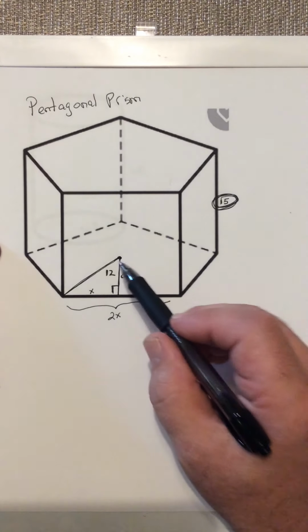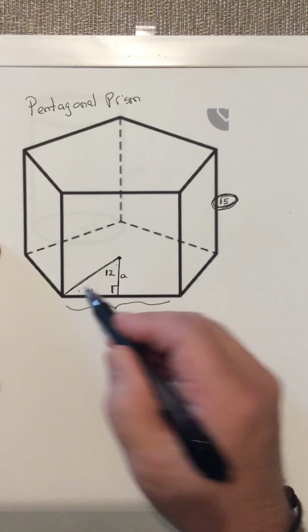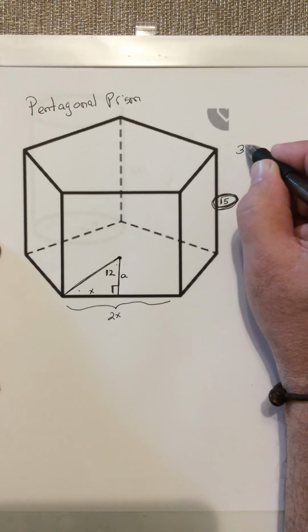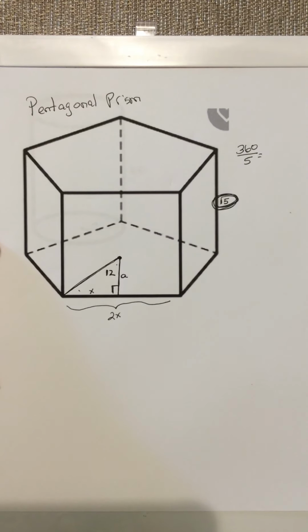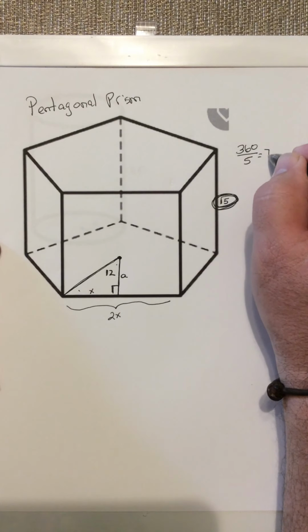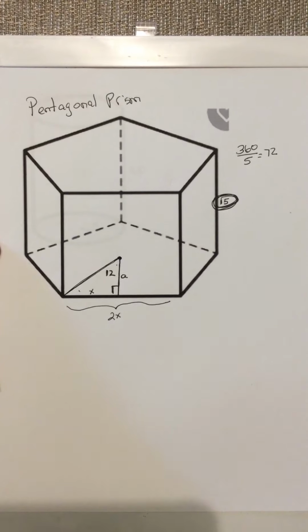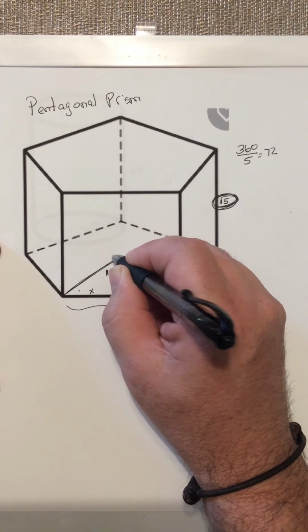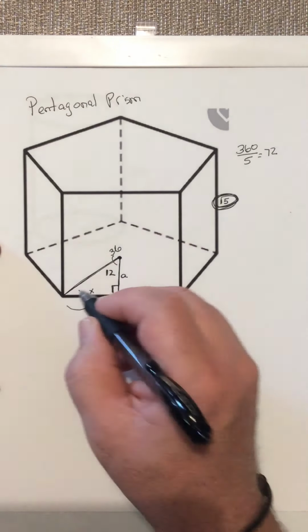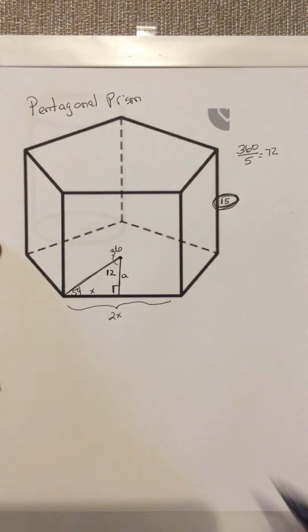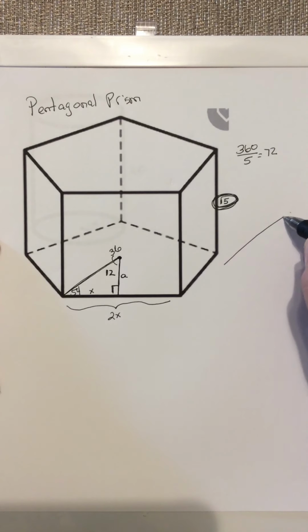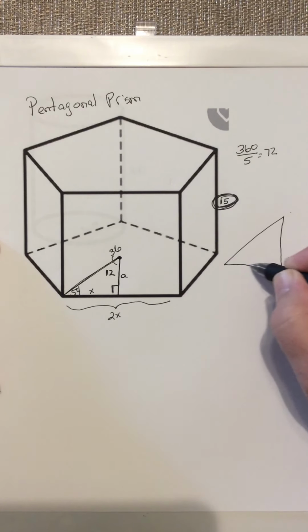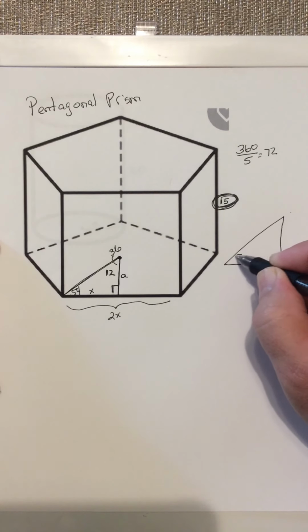Well, for a pentagon, we got to remember what these two angles here are, and remember how to get those. We started with 360, and we divided by the number of sides. So 360 divided by 5 was 72. I cut that in half again, so 36. So this angle right there was 36, which makes this angle here 54. So I'm going to pull that triangle out. My apothem radius triangle. This is 54.